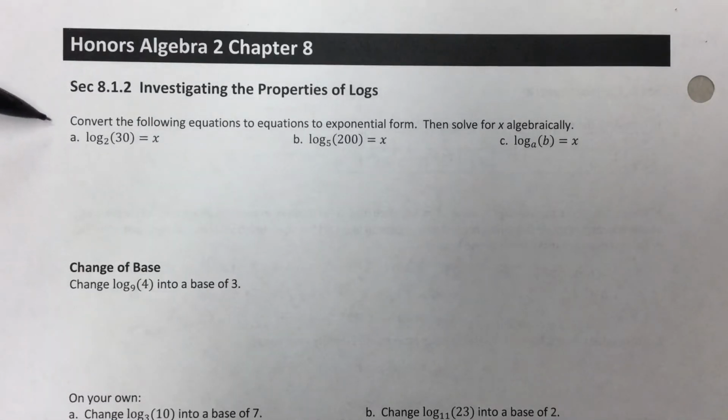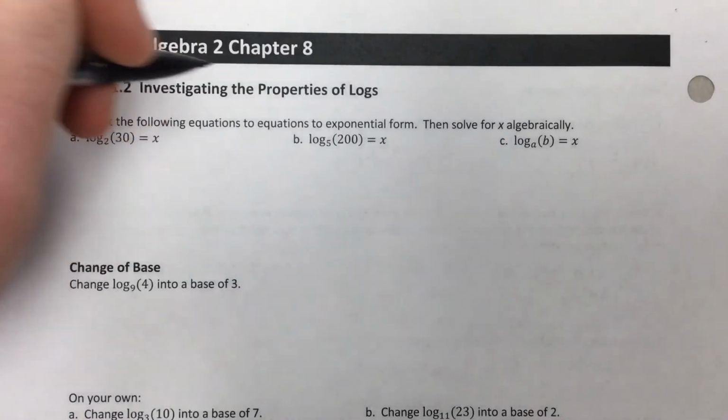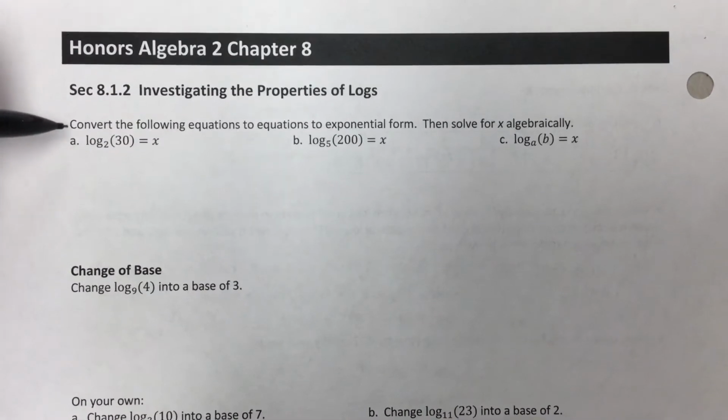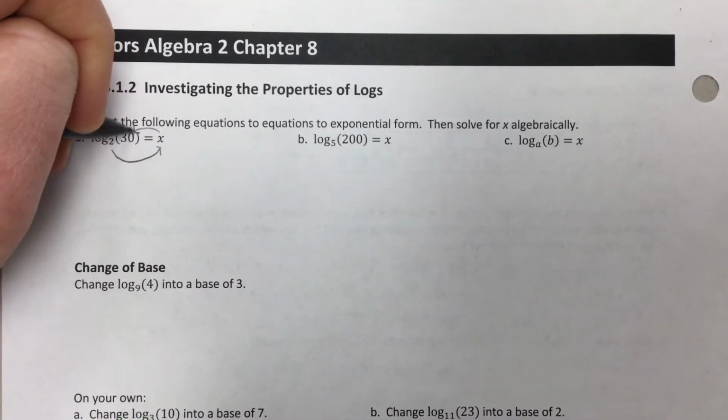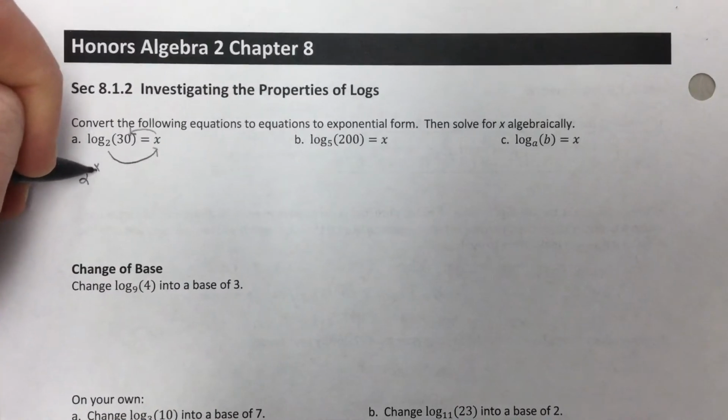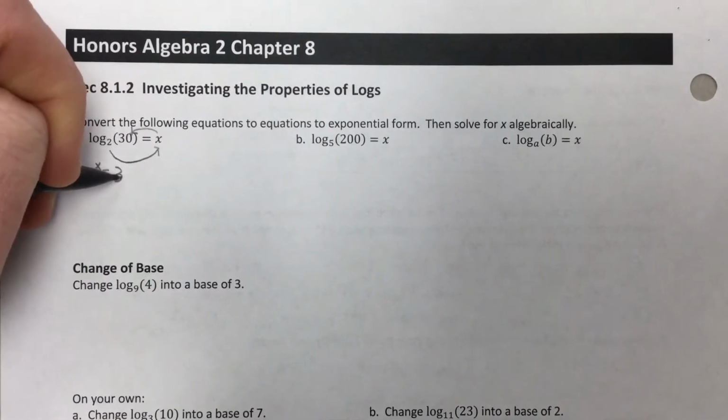So first thing we're going to do is start off. It says convert the following equations to exponential form, then solve for x algebraically. So first thing we're going to do is that circle dance. And now we get 2 to the x equals 30.